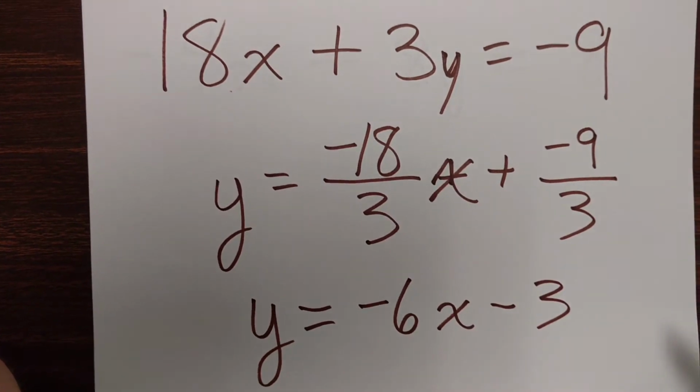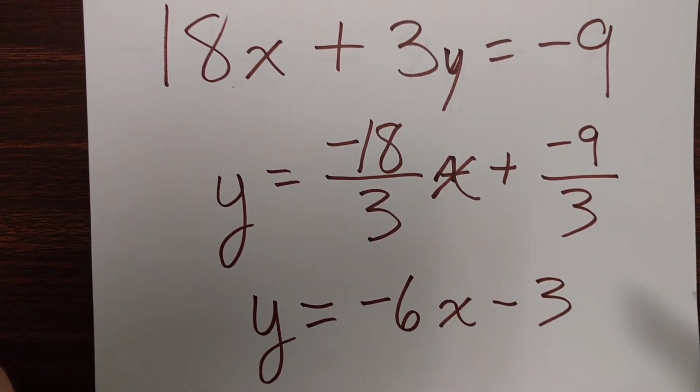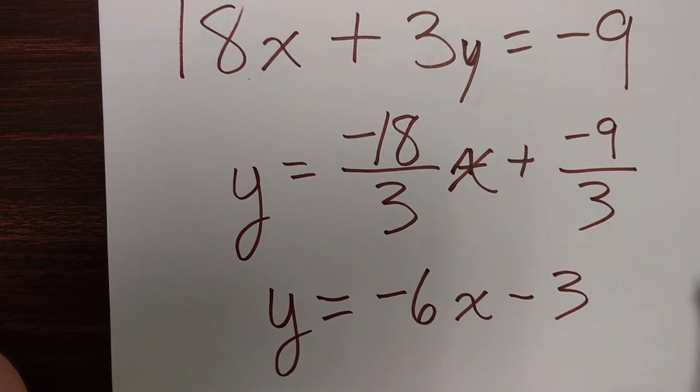Look how fast that is once we know our dividing. Negative 18 divided by 3 is negative 6. Negative 9 divided by 3 is negative 3. And it can really be just that easy.